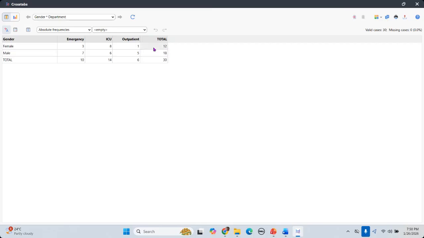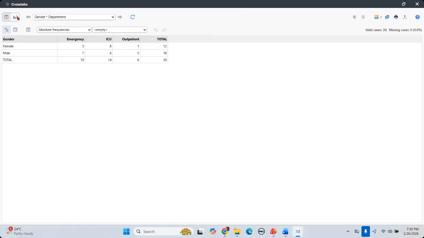Now, within female respondents, how many people are working in the emergency department? How many people are working in the ICU department? How many in the outpatient department? Similarly, I can also get the insights with reference to the male category, how many people are working in different sectors. So instead of saying there are 12 female employees, 18 male employees, 10 people working in emergency, 14 people working in ICU, I can get a clear picture, not only gender-wise. Along with the gender, I can also see which department they belong to.